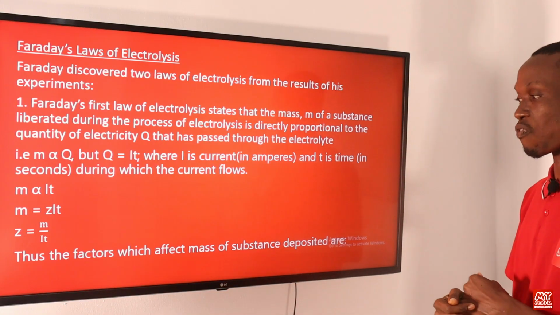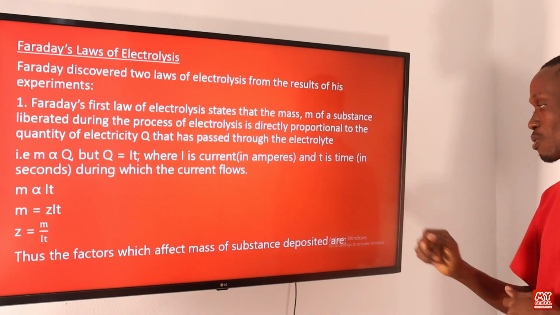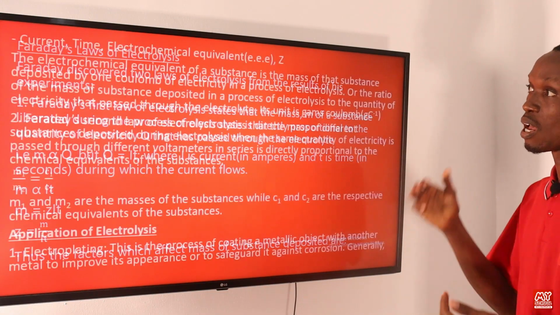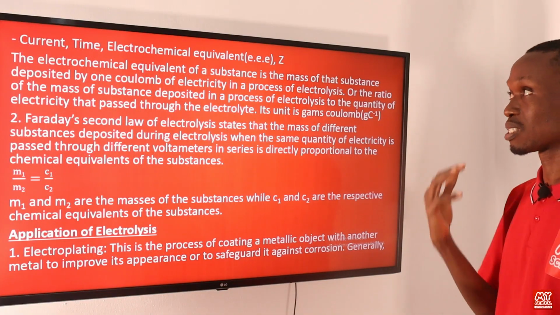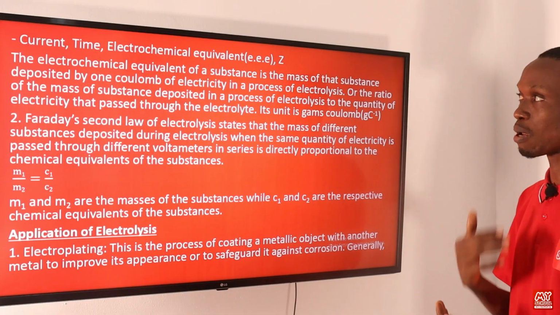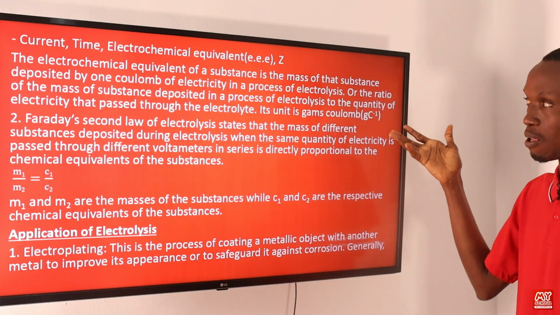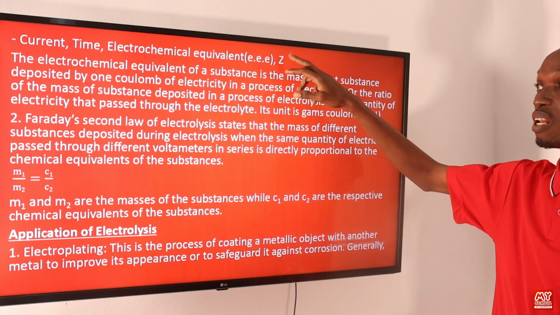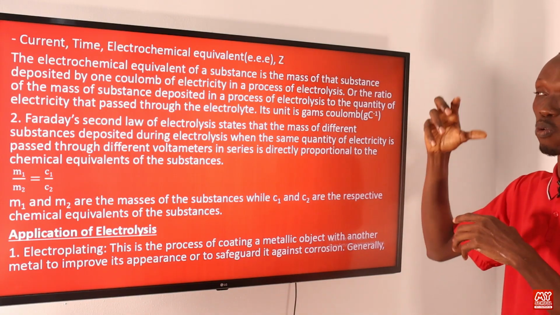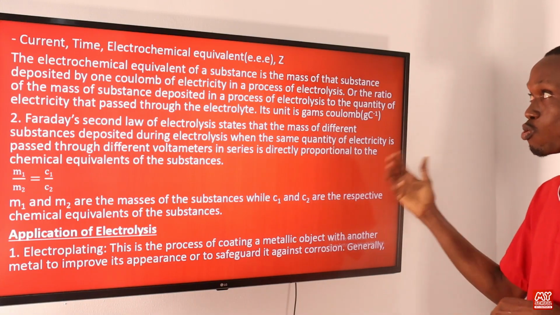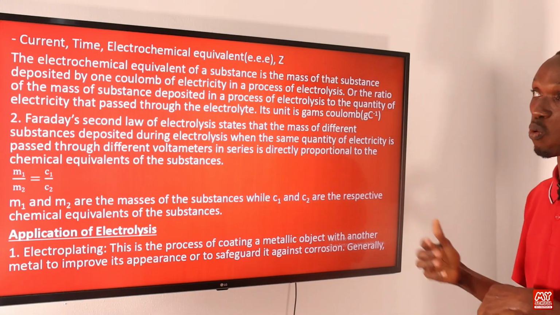Thus, the factors which affect the mass of substance deposited are, let's move to the next slide so that we can see the factors: one of them is current, time, then we have electrochemical equivalent, often denoted with E.E.E and represented with the letter Z. So that Z that we introduced into that relationship, M is directly proportional to Q, is called electrochemical equivalent.